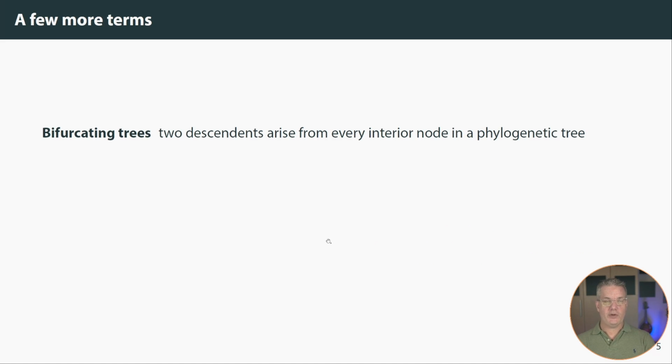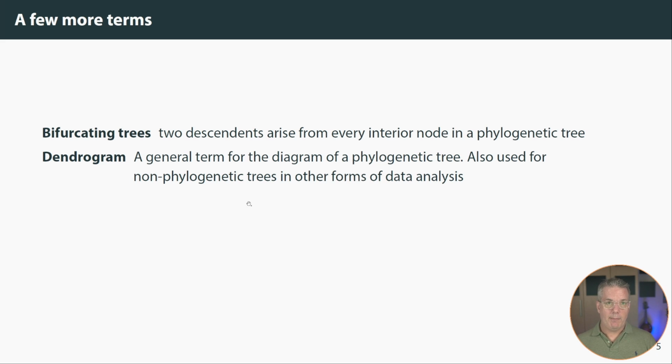So here are a few more terms. One is a bifurcating tree. Most rooted trees will be drawn as bifurcating trees, where two descendants arise from every interior node. So each common ancestor splits into two descendants, or each internal branch splits into two progeny branches. A dendrogram is a general term for all of these types of diagrams. A phylogenetic tree is a type of dendrogram, but not all dendrograms are phylogenetic trees.